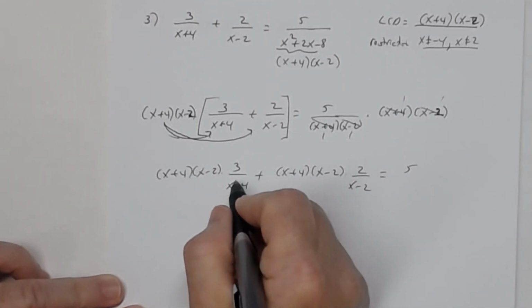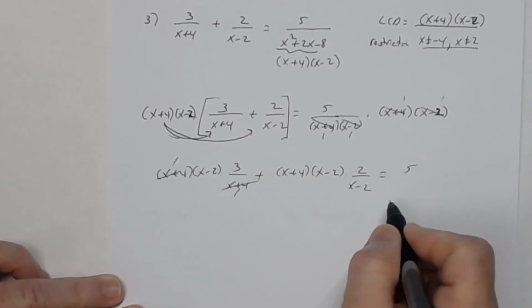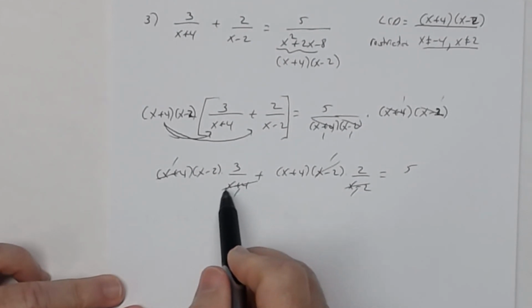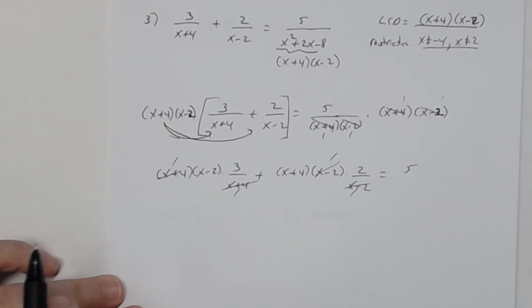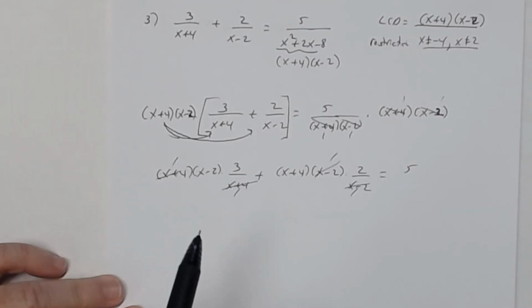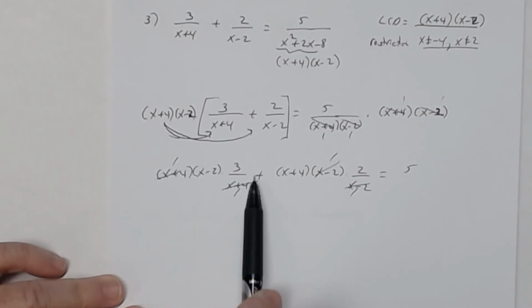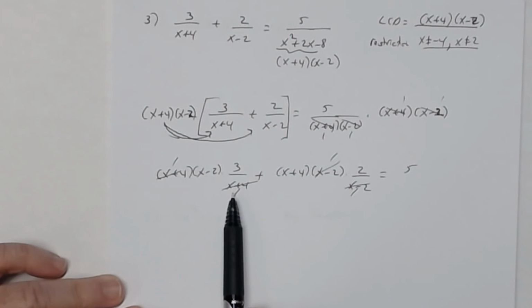Reducing the left-hand side, the x plus 4s divide out, and then the x minus 2s divide out. So again, the whole point of multiplying by the LCD is to get factors of 1s. Now, notice right here, we have 1 times x minus 2 times 3. 3 divided by 1 is 3. Remember, multiplication is commutative. The order in which you multiply does not matter.